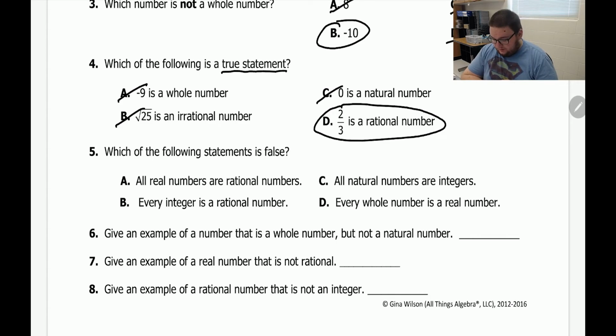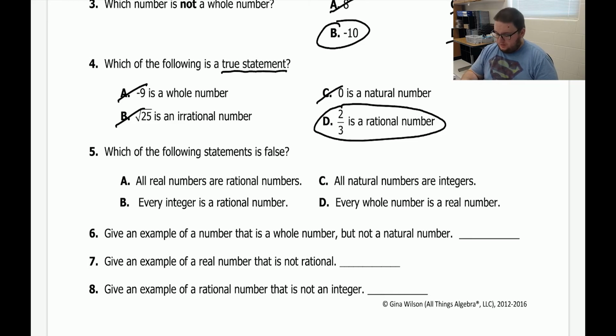Number 5, we have which of the following statements is false? We have A, which says all real numbers are rational numbers. B, every integer is a rational number. C, all natural numbers are integers. And D, every whole number is a real number.